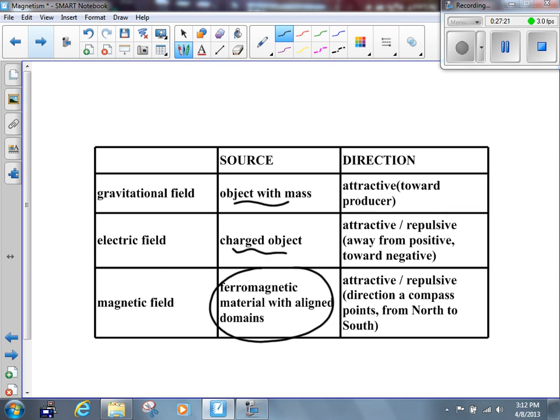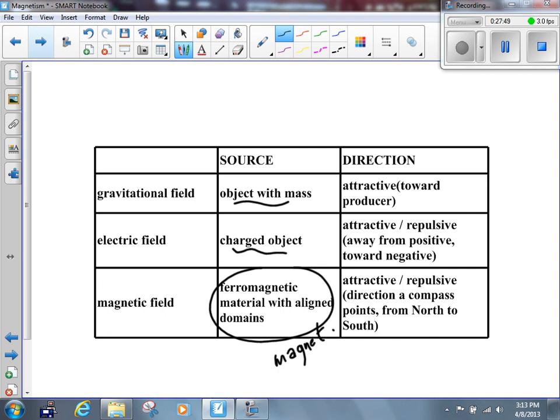What's a one-word synonym for ferromagnetic material with aligned domains? I'll give you a hint. It's an easy one. Steel, iron, both good guesses. A magnet. And we could replace that entire thing with the word magnet.